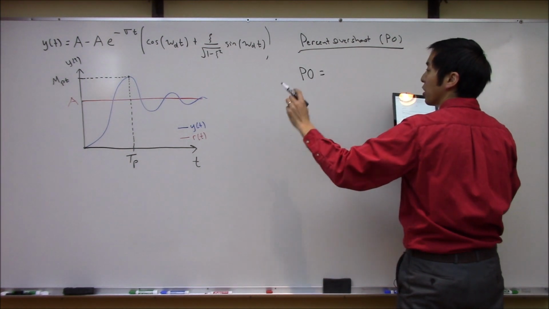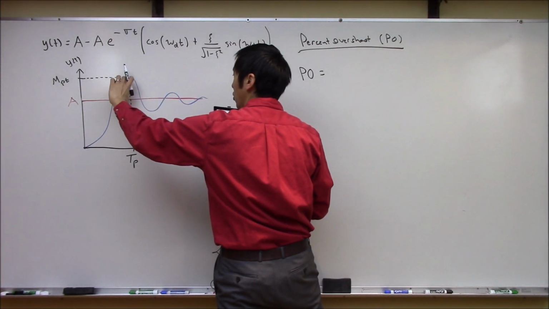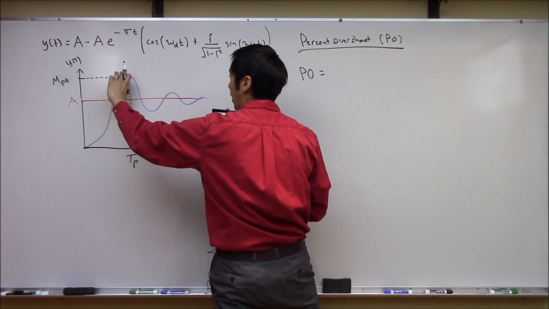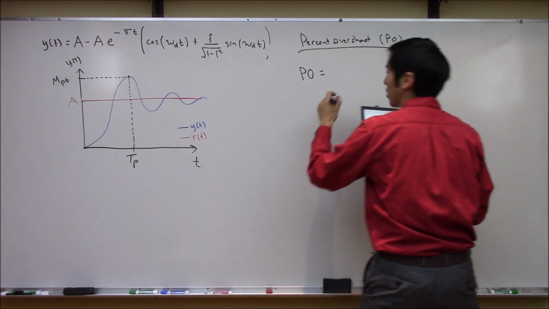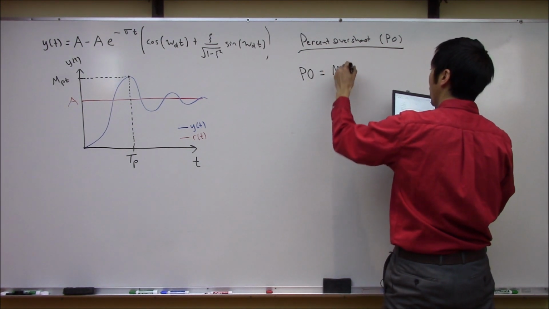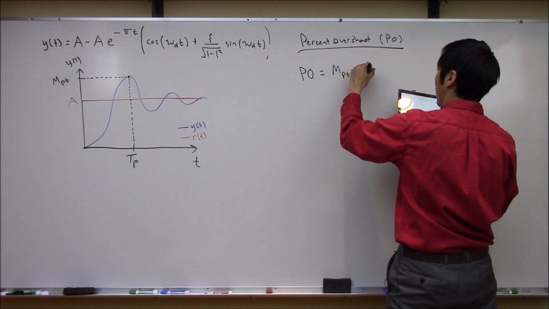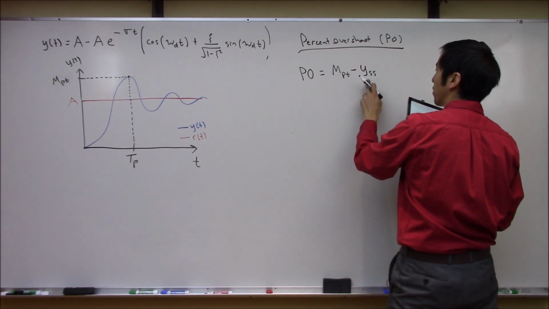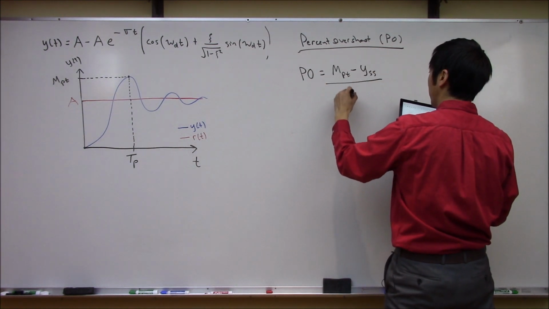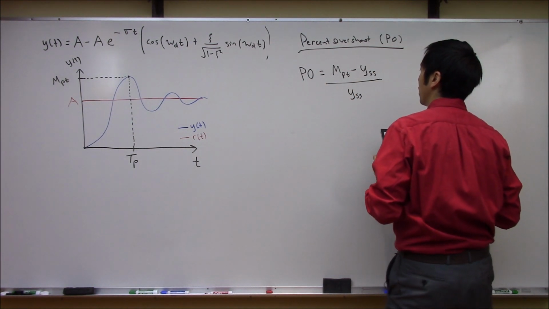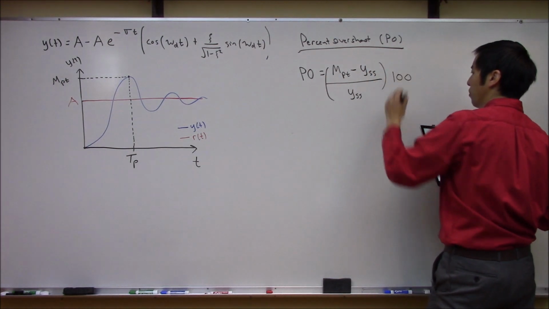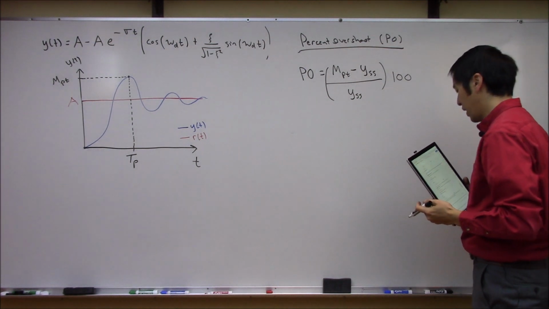So the way we can formally define this, the percent overshoot is going to be defined as the amount you went past the desired location, or the steady state value. You can actually just look at that, right? That's MPT, how high you went, minus the steady state value of the signal, over the steady state value. And then this gives you a fraction, so I want to multiply this by 100. So this is the formula to get us what we're looking for.